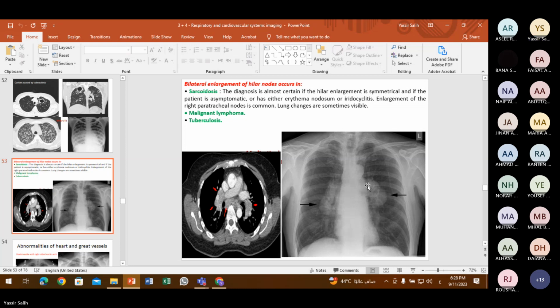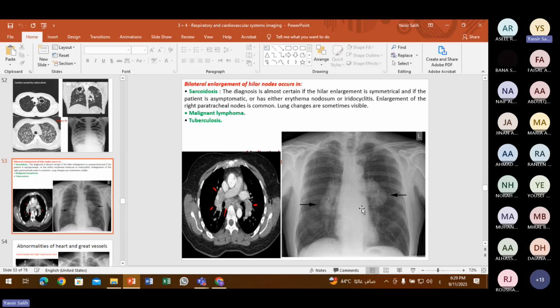In sarcoidosis, the patient is usually asymptomatic, and sometimes may present with symptoms. Many patients may present with erythema nodosum or iridocyclitis, but most of them in the early stage are asymptomatic. We find bilateral lymphadenopathy and also right paratracheal lymphadenopathy. So we have lymphadenopathy in both hilar and right paratracheal regions. Notice this area has some opacification, which is not normal: right paratracheal opacity. This is called the triad of bilateral lymphadenopathy and right paratracheal.